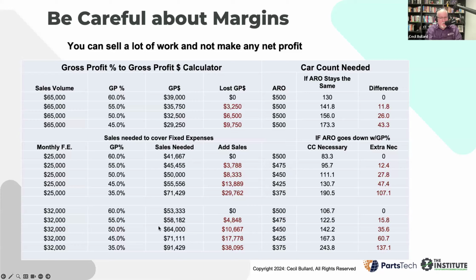Now, by the way, because my margins are lower, it's actually going to lower my average repair order. So instead of having a $500 average repair order, I'm going to have a $425 average repair order, 15% less. And it means I'm going to need 167 cars, or an extra 60.7 cars, in order to break even, be zero. And so you've got to be really careful about margin, because the more your margin slips, the more business I have to do to pay the bills, the more cars I have to bring in, and it's risky.